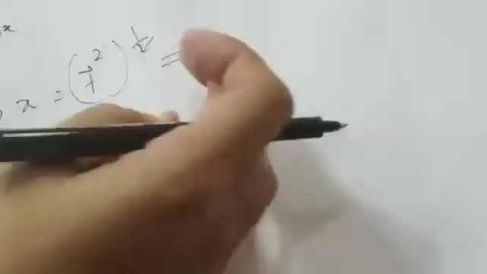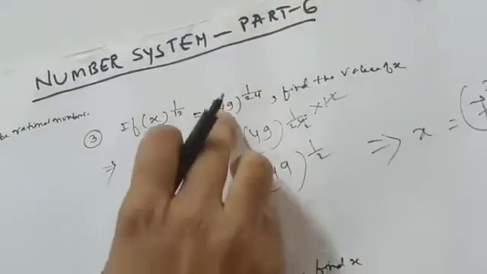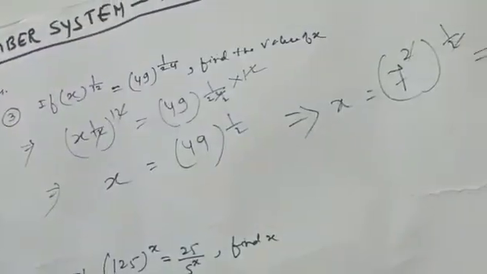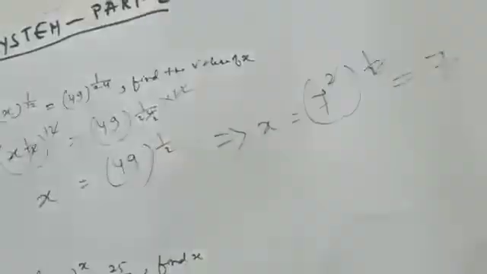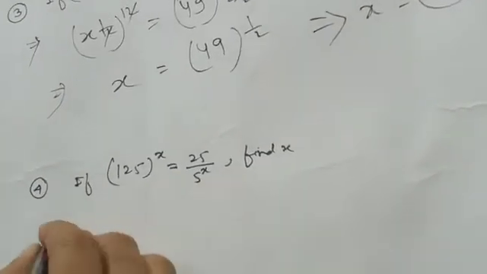The value of x is 7. You put the value of 7 here, 7 to the power 1 by 12. Check. And 7 square, 2 by 24 is 1 by 12. It's satisfying here. No issue at all. Similarly, look at question 4.